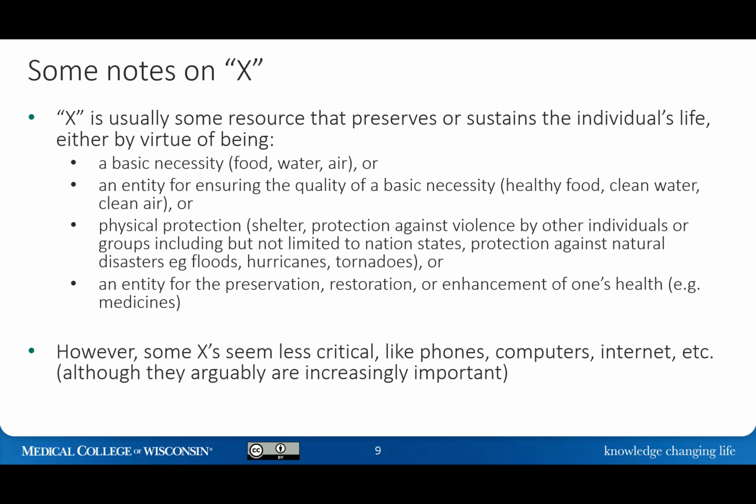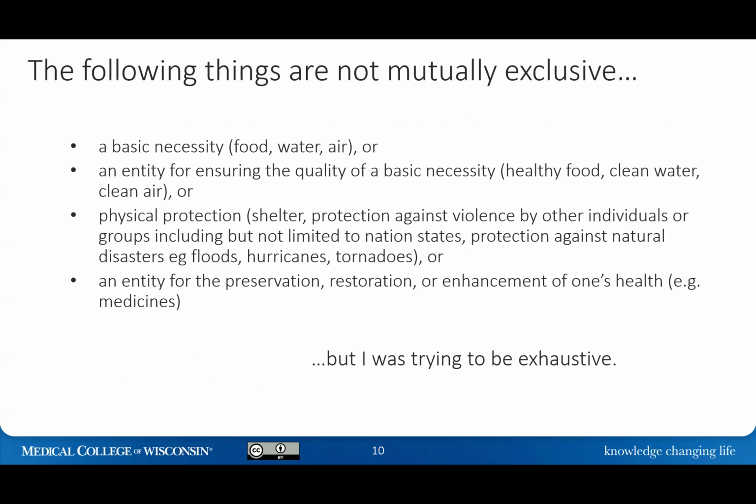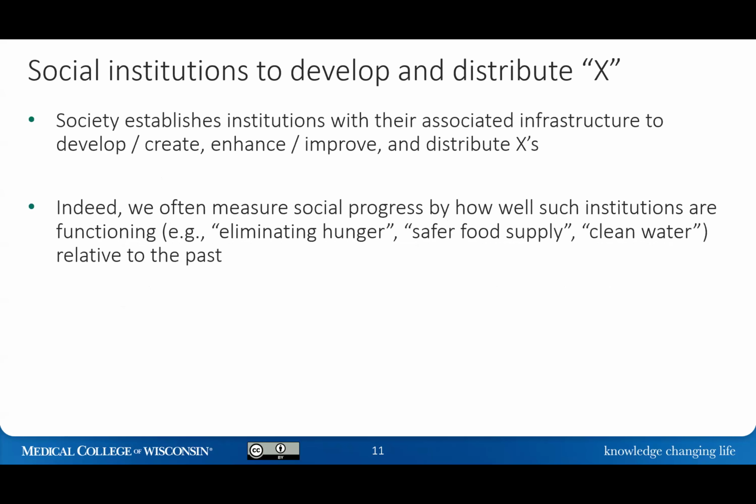Some Xs, like phones, seem a little less critical, but arguably they're increasingly important, and that's why they're asking about them. Note that these things I did not intend to be mutually exclusive, but I was trying to be exhaustive, so if you have other ideas about what goes in the X category, I'm happy to have suggestions.